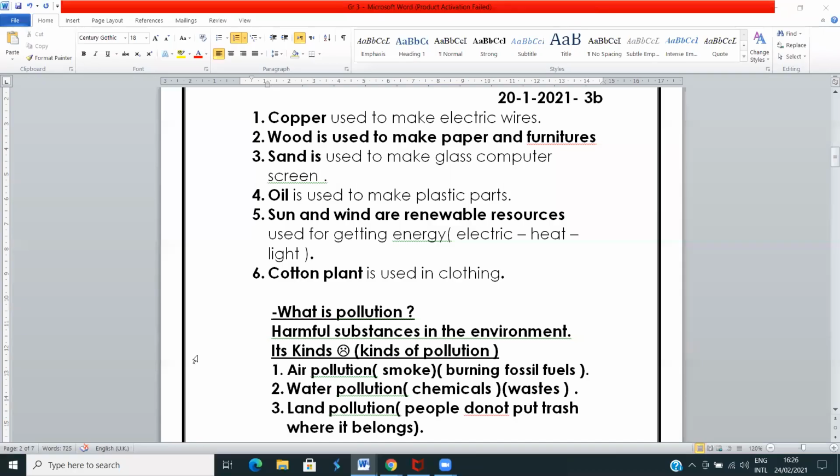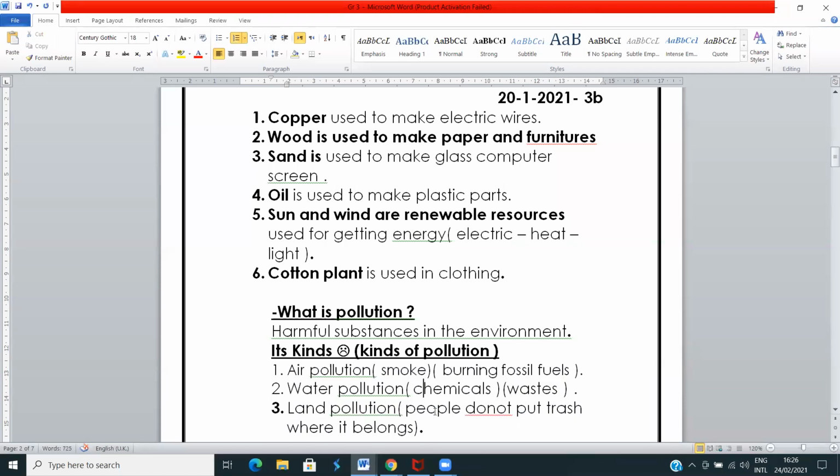Ammar Khalid. Yes, Mister. Okay, pollution. Pollution is harmful substances in the environment. Example, air pollution. It is smoke from burning fossil fuels. Like this, Mister. Thanks, Ammar. Mister, we take this in social studies. We take air pollution and water pollution and land pollution. Thanks a lot. I knew you are excellent, my friend.